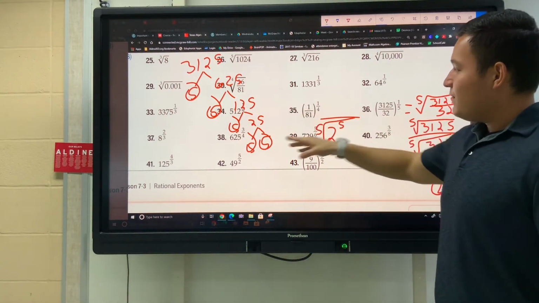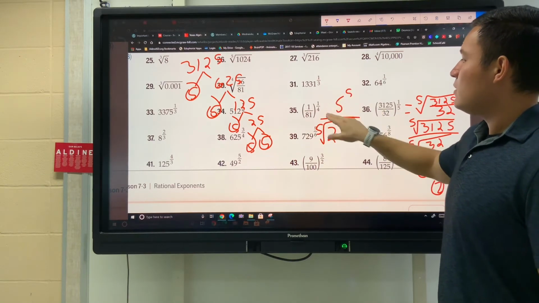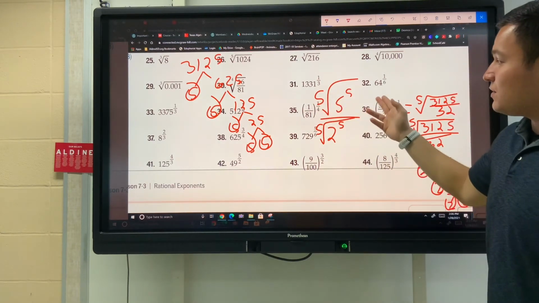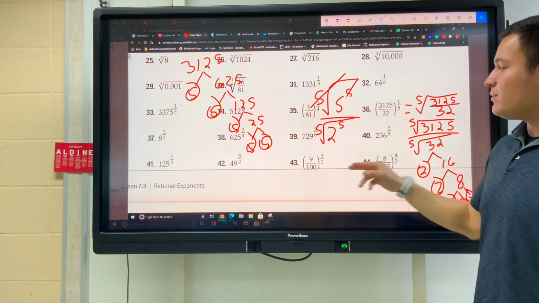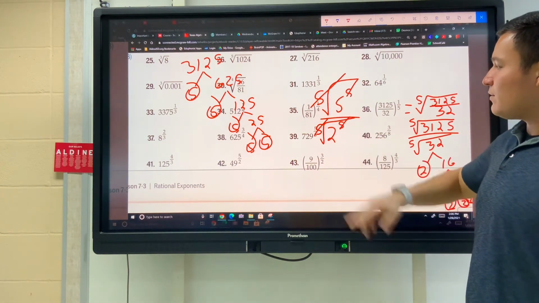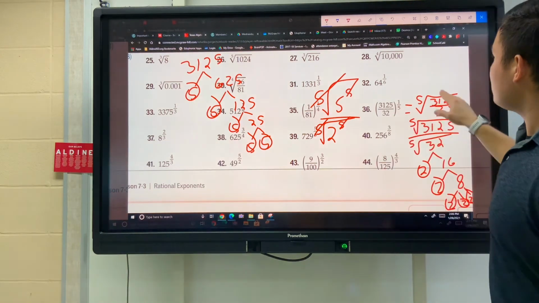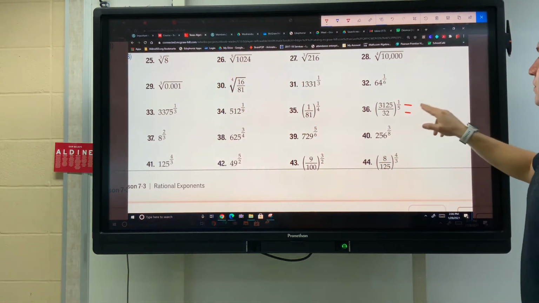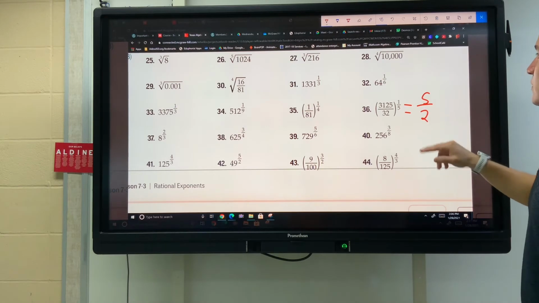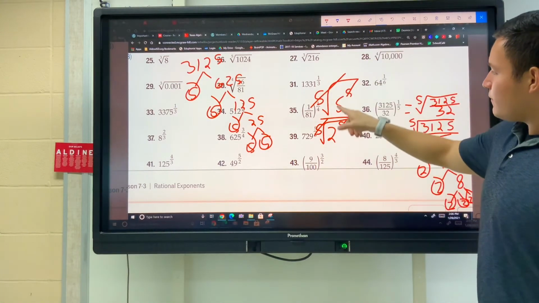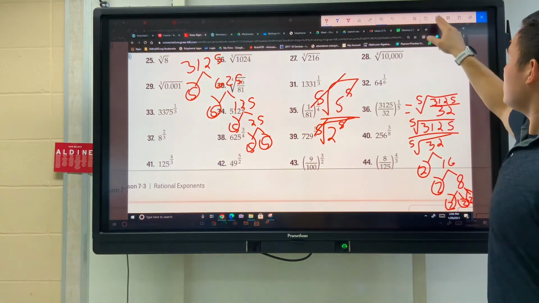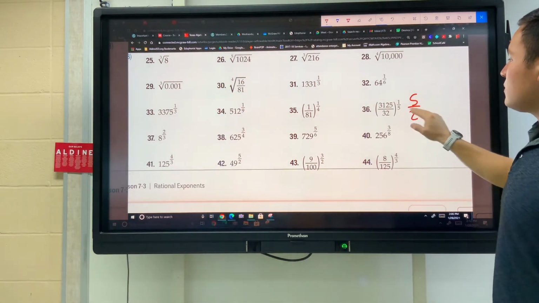So we had 5 to the 5th power, having the 5th root be done to it. The root cancels with the power because they are the same amount. The 5th root and the 5th power balance out. So in the end, for this question, we are equal to 5 halves. Let me make sure. 5 and 2. So yes, it was 5 halves.